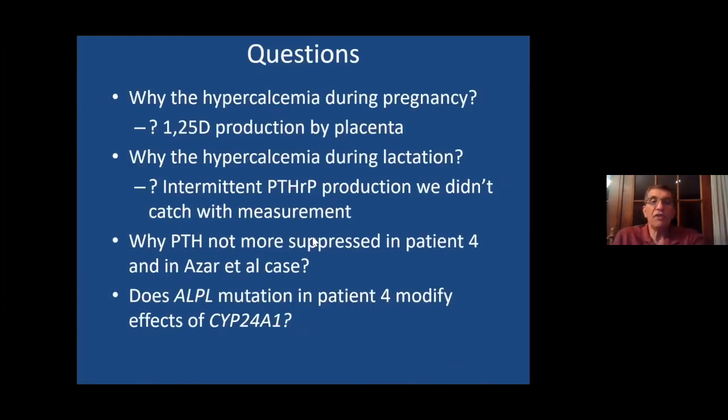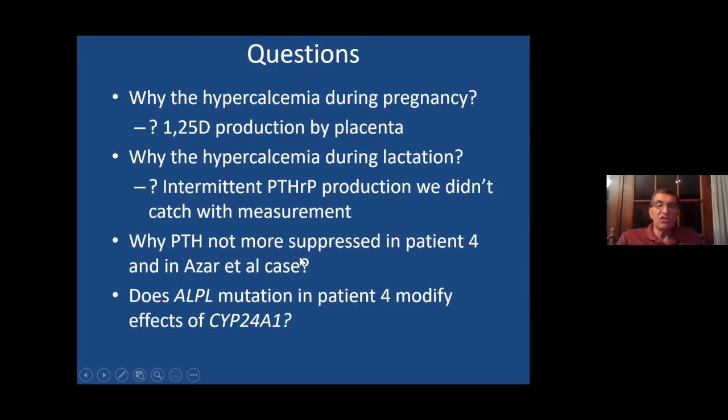So questions, why the hypercalcemia during pregnancy? I suspect this is 125D production by the placenta. Why the hypercalcemia during lactation? Well, during lactation, you do get intermittent PTHrP production. Now, in our patient, it was normal, but I'm not sure. I think you'd have to time it to get it right. So I think this might be the cause.